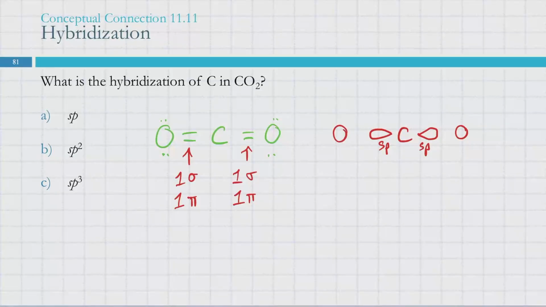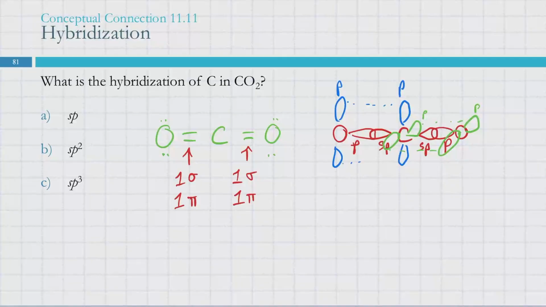The oxygens on the outside can reach out with a p orbital. And then we've got an up-down interaction, p and p. And we've got an in-out interaction with the other one. So pi, pi. Drawing in 3D is so fun.